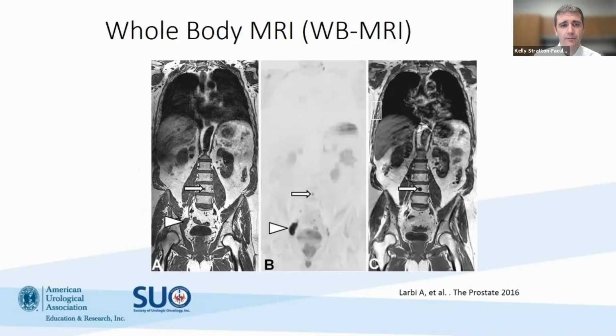This is an example of whole body MRI. So again, it's very nice because it has imaging of the entire body in one scan and can readily show metastatic lesions. It just comes down to the difficulty of interpretation and availability.